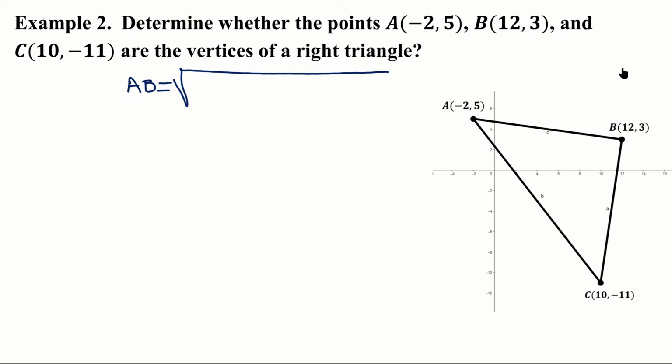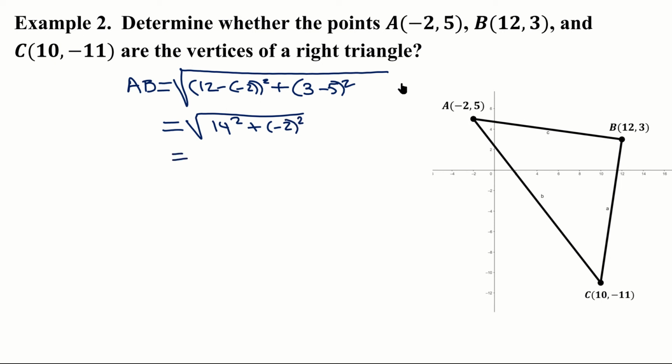So x2 minus x1 squared, so 12 minus negative 2 squared plus y2 minus y1 squared, so 3 minus 5 squared, and we end up with the square root of, now this 12 minus negative 2 becomes 12 plus 2, so it's 14, so 14 squared plus 3 minus 5, that's negative 2, so quantity negative 2 squared.